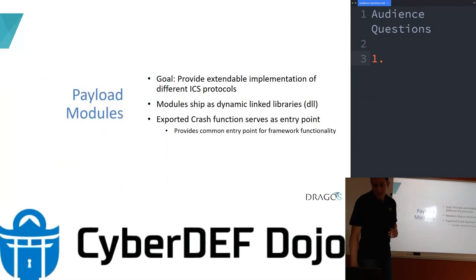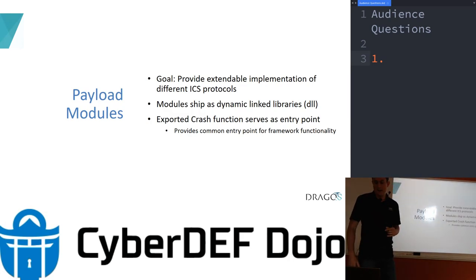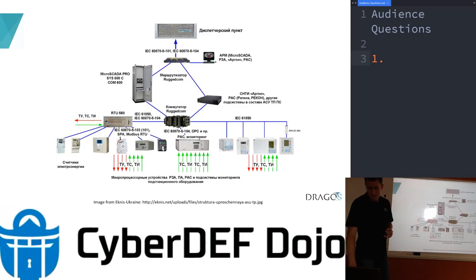So the payload modules, this is where it's interesting because this is where it shows that the attackers had knowledge or basic knowledge of how the ICS protocols work. And again, they shipped as DLLs, and they use that exported crash function. So we saw this before.